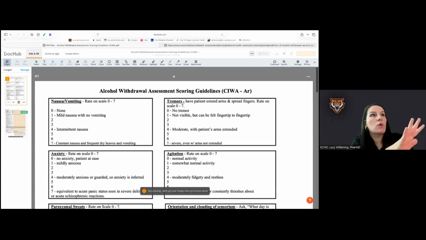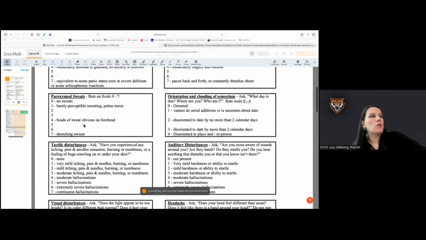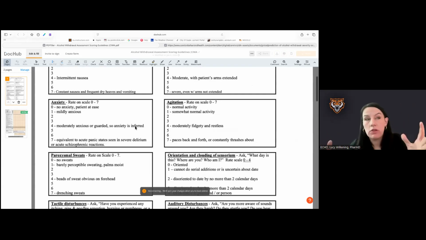The CIWA scoring guidelines, this is very, very helpful. Most institutions use the CIWA. I have seen some people do variations of the CIWA in ambulatory detox and in inpatient facilities. But what this essentially boils down to is a Likert scale for different common symptoms from alcohol withdrawal. So you'll see that there's nausea, vomiting, anxiety, sweating, tactile disturbances, visual disturbances, headache, right? So these common symptoms, and then they're weighted.